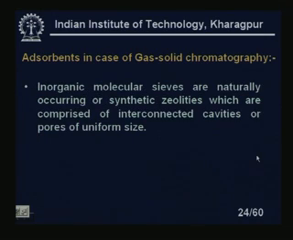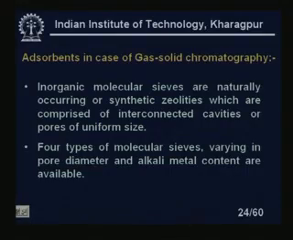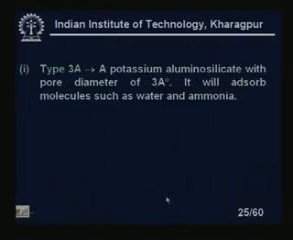Inorganic molecular sieves are naturally occurring or synthetic zeolites, which are comprised of interconnected cavities or pores of uniform size. Four types of molecular sieves are available, varying in pore diameters. Okay, this is adsorbent because these are different types. The dimensions of the pores are at the Armstrong level, so that some of the larger molecules cannot enter the pores, while some which are smaller in diameter will enter. Varying pore diameter and alkali metal contents are available.